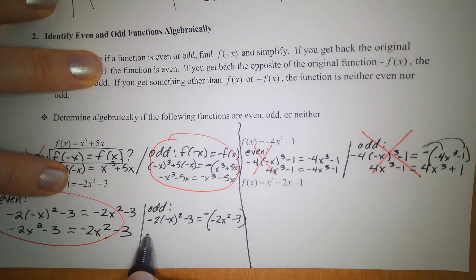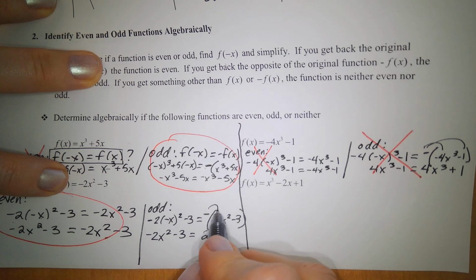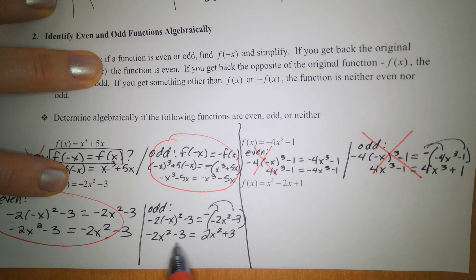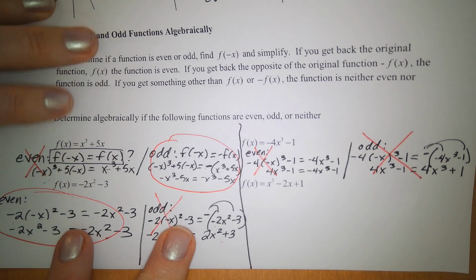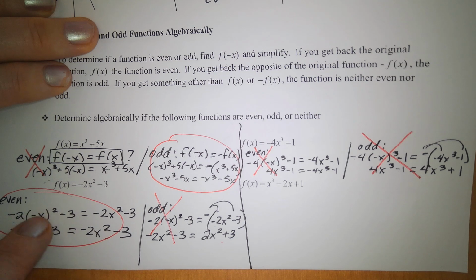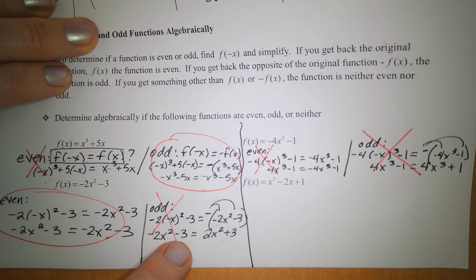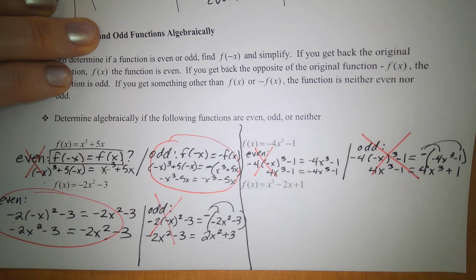So this becomes negative 2x squared minus 3 equals positive, because I'm distributing, 2x squared plus 3. You can see that those two signs are not equal to each other, so it is not odd. And I could have guessed that because, again, you cannot have a function that is both even and odd at the same time. It is one or the other.